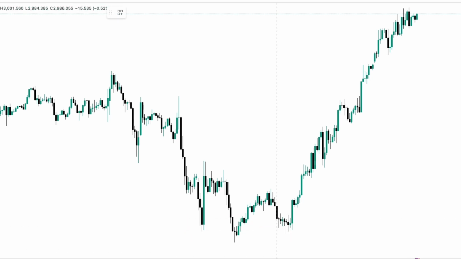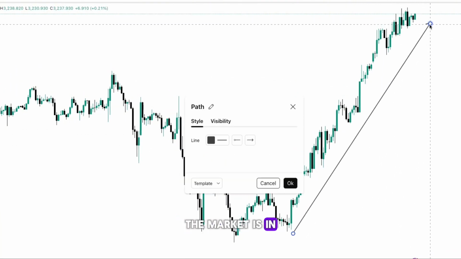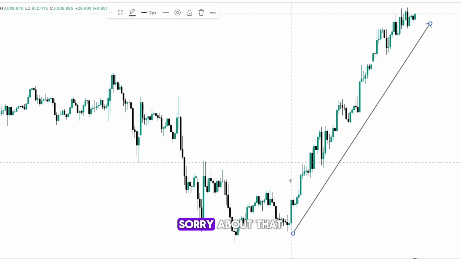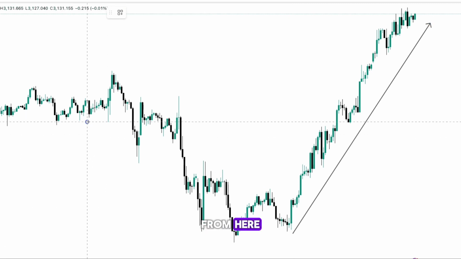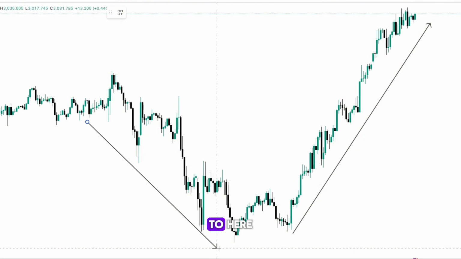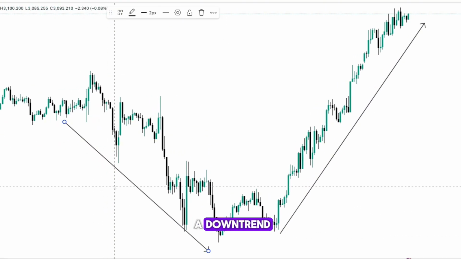As you can see, this movement here, from here up to here, the market is in an uptrend. And this movement from here to here, the market was in a downtrend.